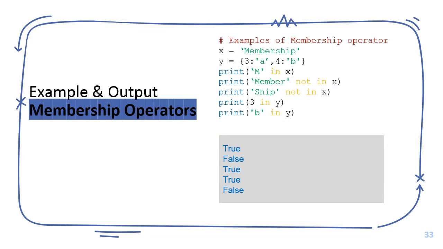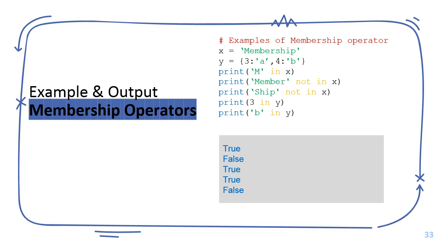For these membership operators, I have created a string as x and then a dictionary as y, with two keys and two values. In the first statement, print m in x: the letter m is present in that particular string, so it is true. Then print member not in x. Is it not in there? It is present in there, that set of characters is present in the sequence. So it is false.